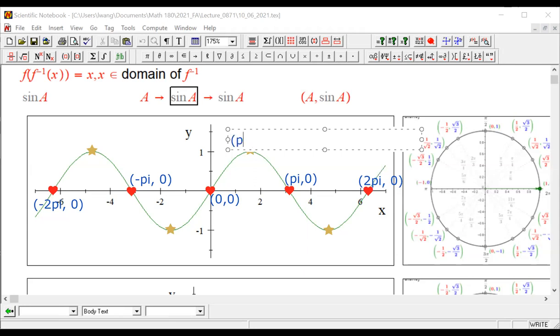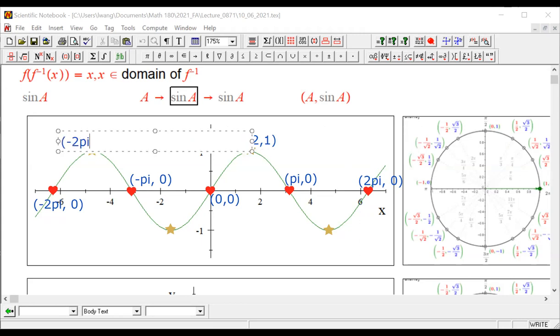From that point, pi over 2, comma 1. And this point, negative 2 pi over 2, comma 1. True. These two.